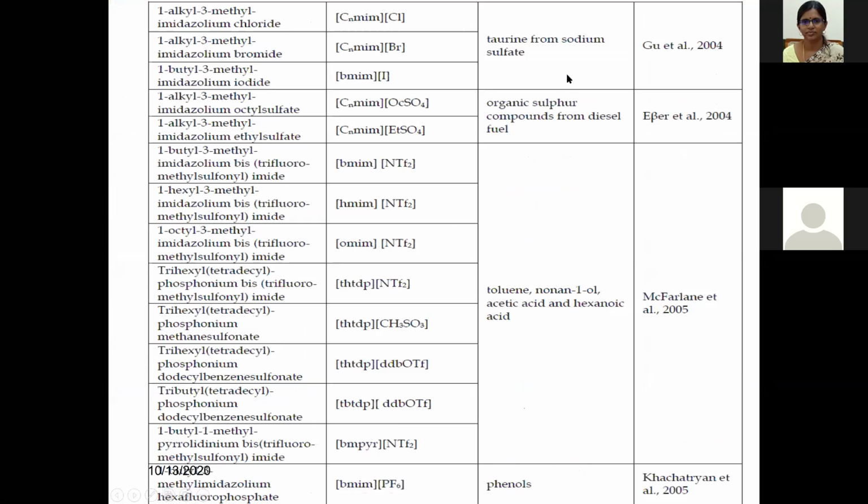So you can see that different authors have tried with these ionic liquids. The first column is the ionic liquid and its short name, and then the type of compounds which has been separated, and the authors.